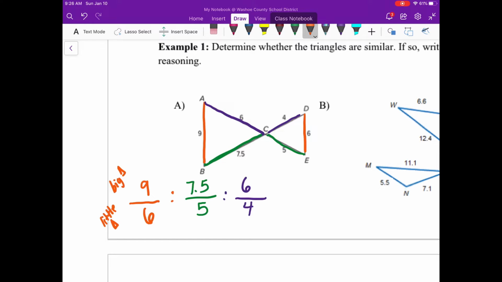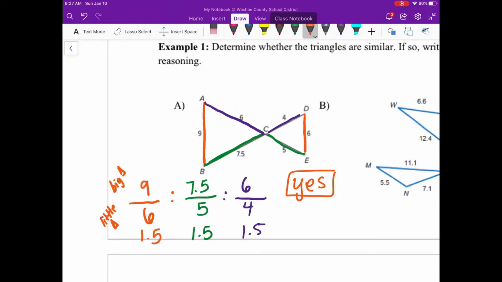Okay, so when I go ahead and put these in the calculator, you're just going to enter 9 divided by 6 here. That should give you 1.5. And when you put 7.5 divided by 5, that should give you 1.5, and 6 divided by 4 should also give you 1.5. So this is what we mean by they reduce to the same ratio, okay? So they all reduce down to 1.5. So we can assume that yes, these triangles are going to be similar.